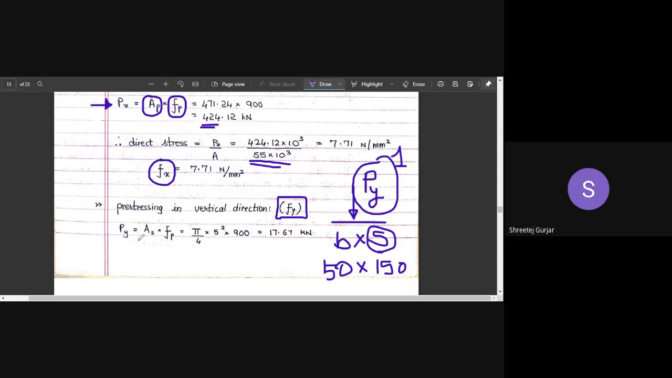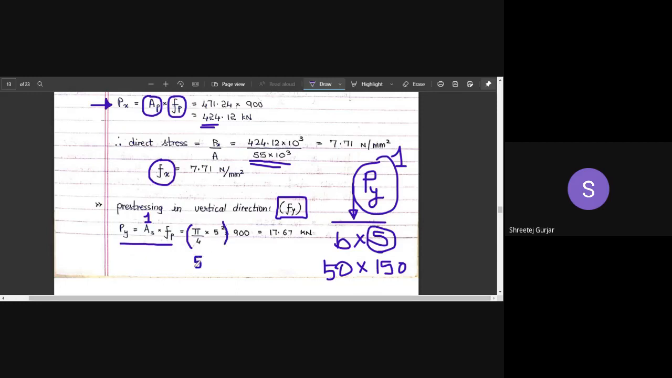So how can you calculate Py? Py is calculated by the area of one cable, the cross-sectional area of one cable, into the stress in steel. The cross-sectional area of one cable is pi by 4 into 5 square, right?